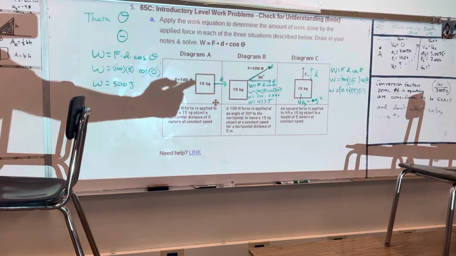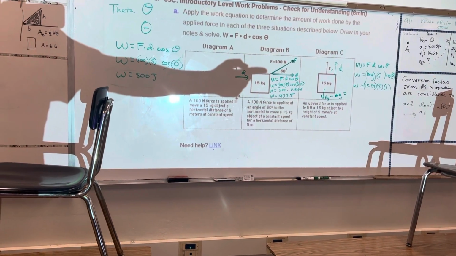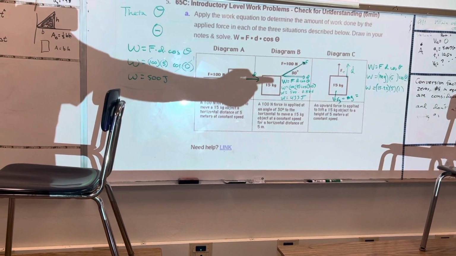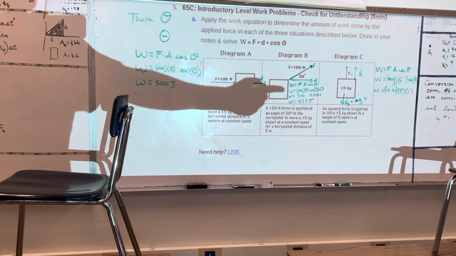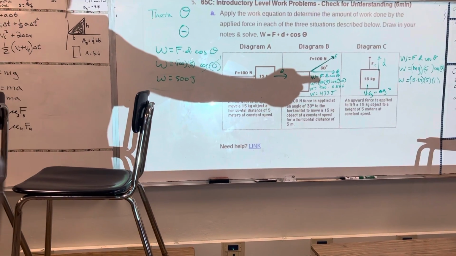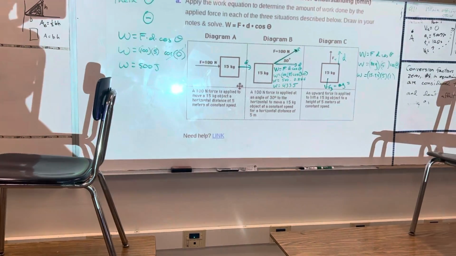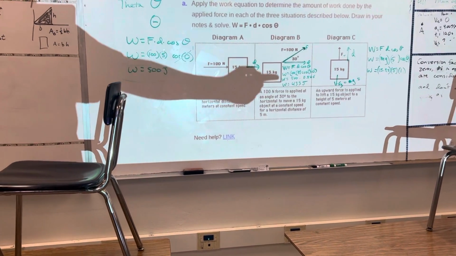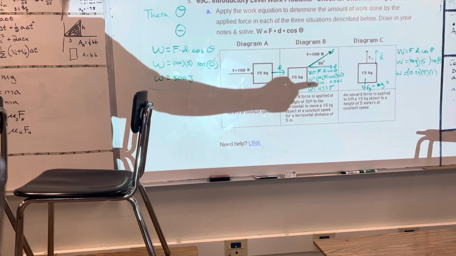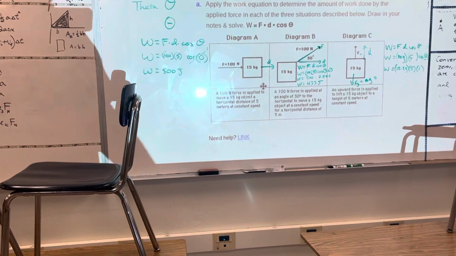But the angle between the force and the displacement is 30 degrees. So when we plug in, we've got that same 100 Newton force, same 5 meter displacement, but now the cosine of 30 degrees. Cosine of 30 degrees is 0.866. Multiply that by 500, sorry, and you get 433 joules.